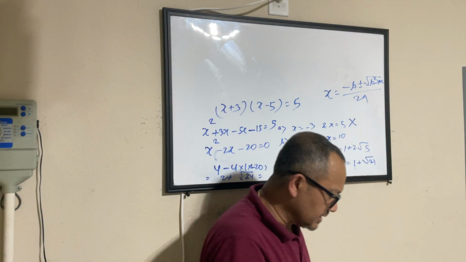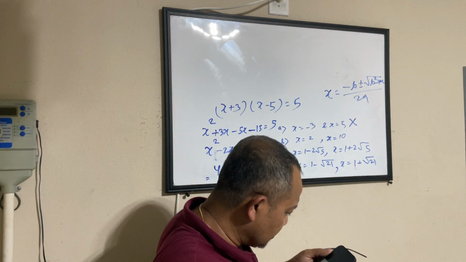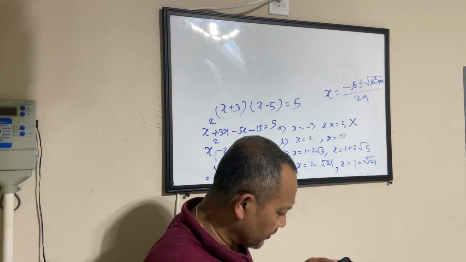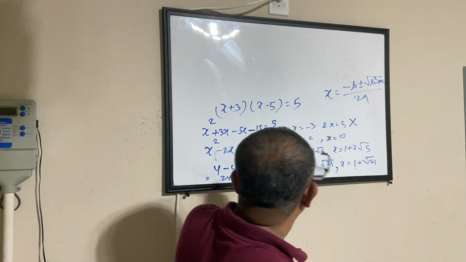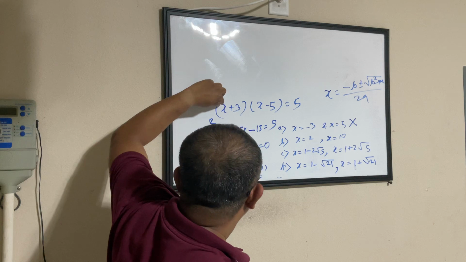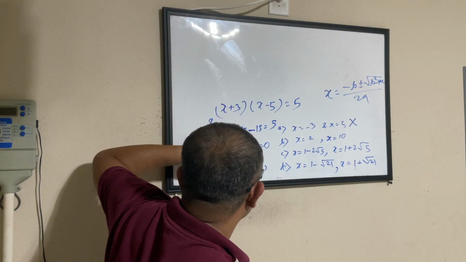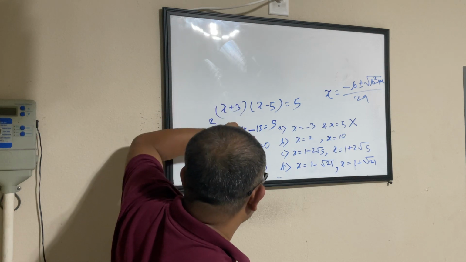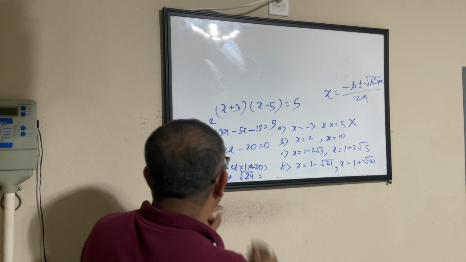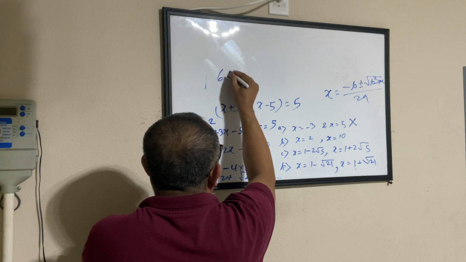Did I put the question correctly? 1 minus 2 root 5, 1 plus 2 root 5, 1 minus square root 21, 1 plus square root 21. Did I miss something? X squared plus 3x minus 5x. So minus 2x, 3 into 5, 15, minus 15. Yeah. So, okay, the square root of 24 gives me 6 square root 2.